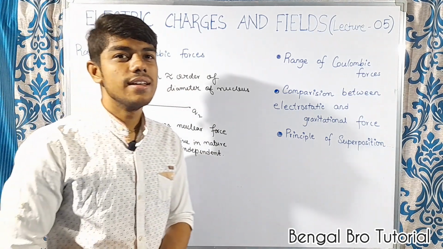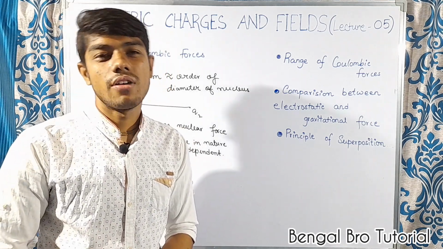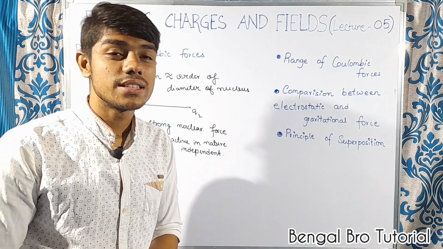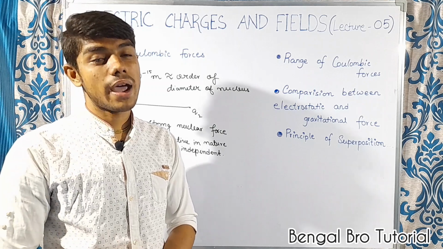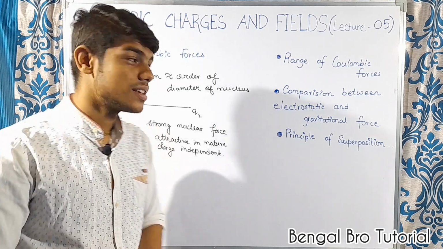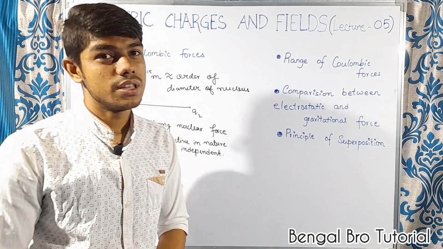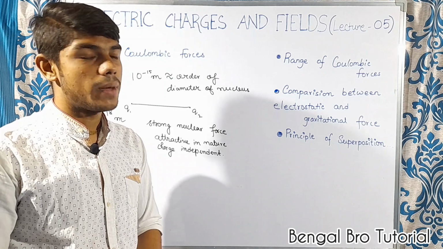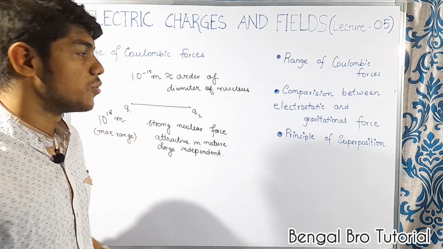So we can say that coulombic forces can act over an enormous range of separation from microscopic distance equal to 10 to the power minus 15 meter to over macroscopic distance as large as 10 to the power 18 meter. So that's all about the range of coulombic forces. Now let's try to make a comparison between the electrostatic force and the gravitational force.